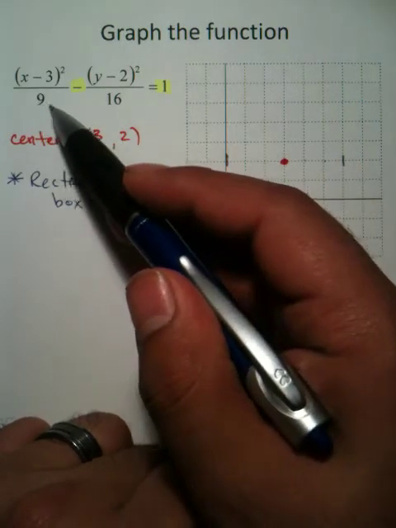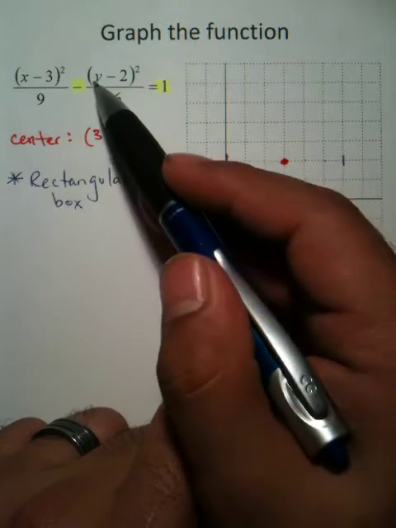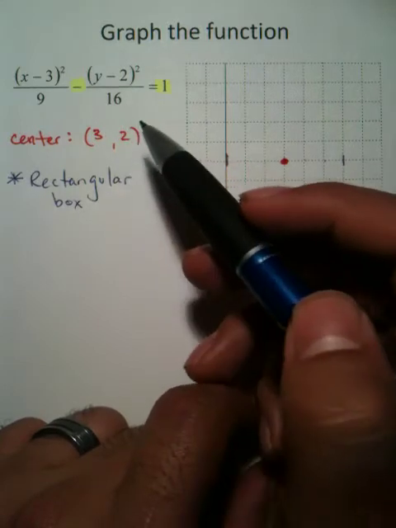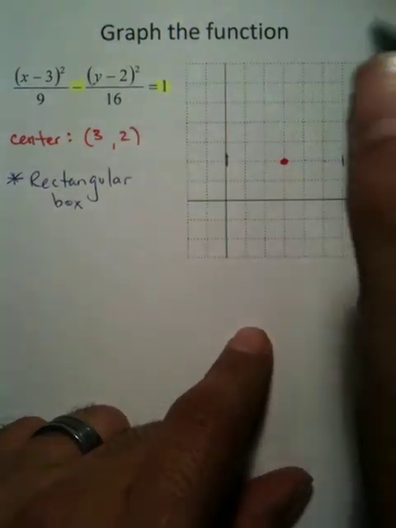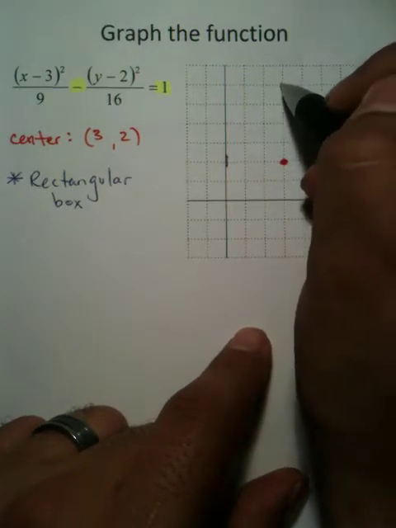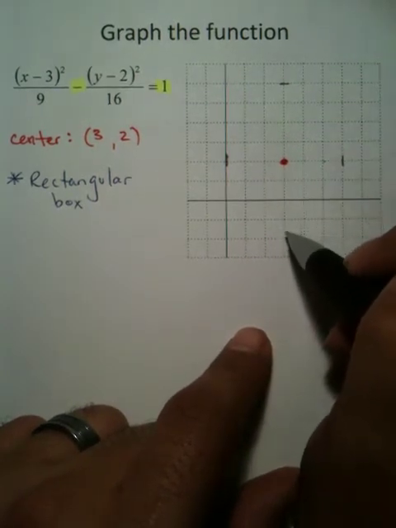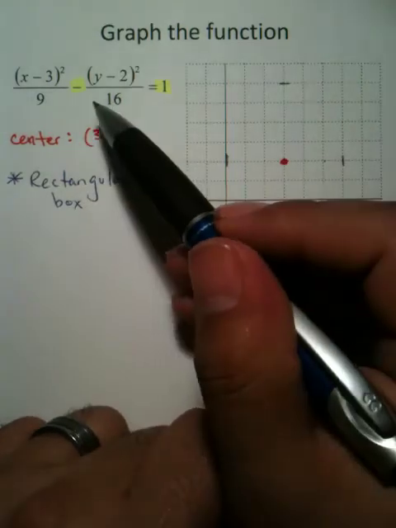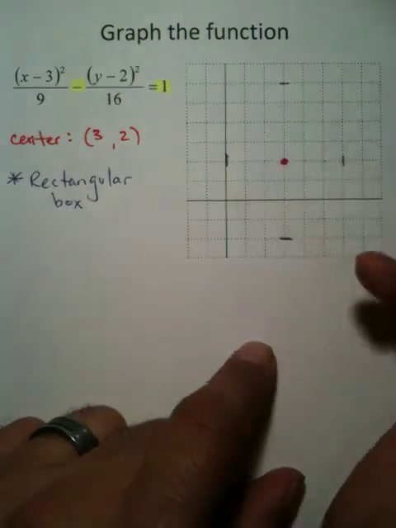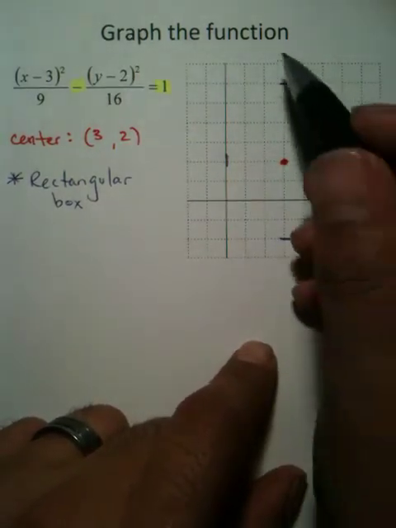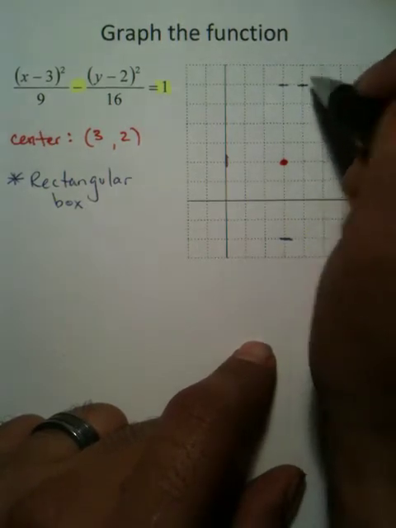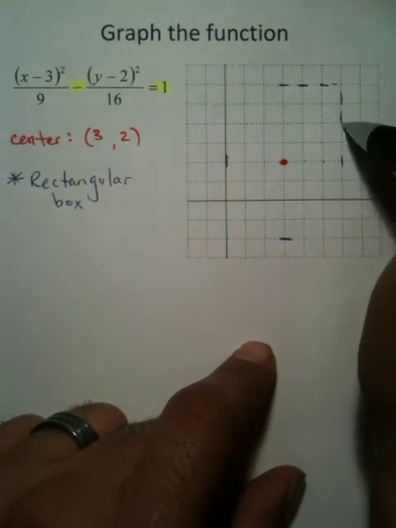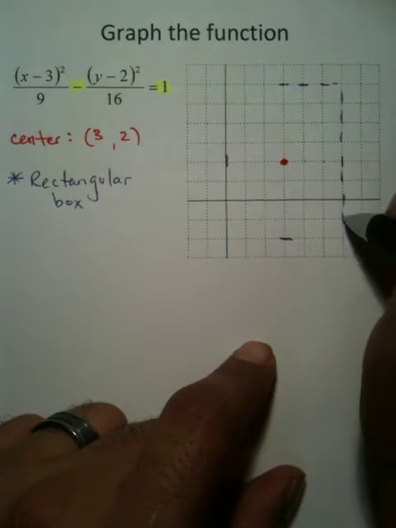Know that. Okay, now in the y direction, hence you know you're looking at these with the y, how many do I move up and down? I'm going to move 4. 1, 2, 3, 4. 1, 2, 3, 4. Again, because this is the square root of the denominator. These values right here, now don't connect them. What you're going to do is just use your graph paper and make this rectangular box.